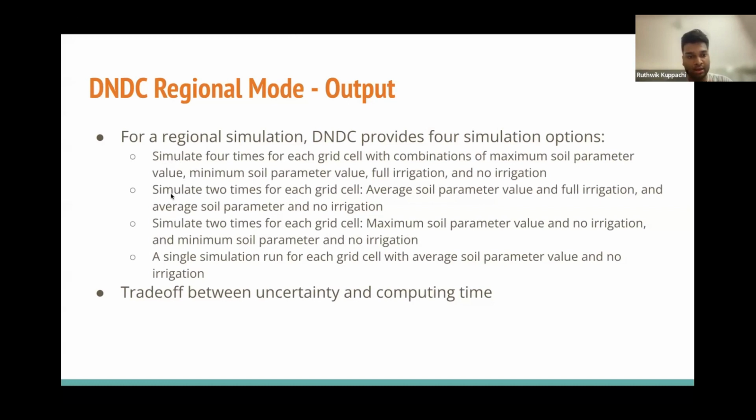And then again, there are other options, but for our exercise, we ran this because we were interested in getting more accurate results. The only drawback with this option is that it consumes a lot of computing resources, obviously, because you run the simulation 4 times. But we prioritize accuracy as well. So that's why we ran this specific simulation.